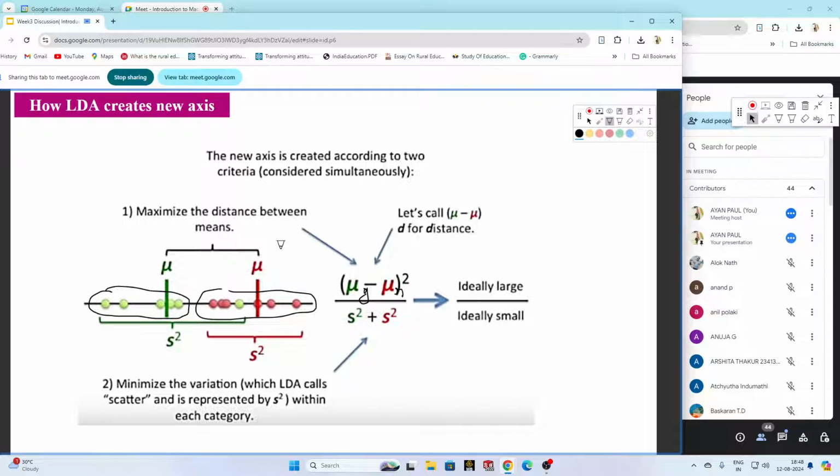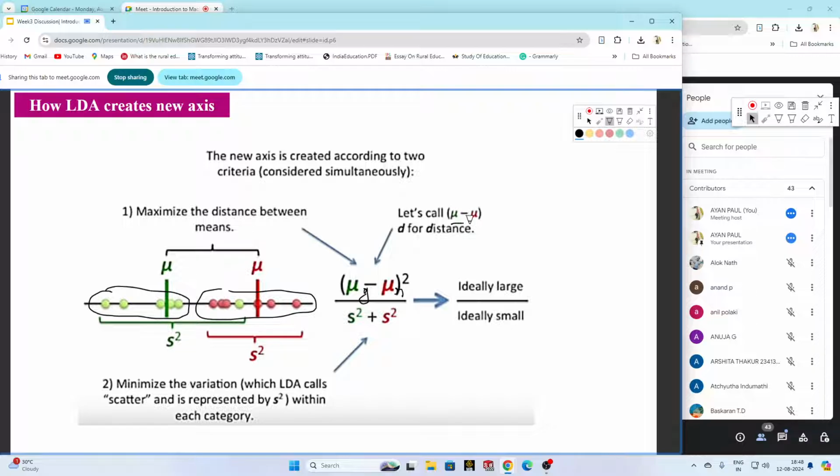Again, why are we talking about the whole square? We want to suppress the idea of signs. Whenever we square the data, the sign will always be positive. So that is the idea behind squaring. So what we are doing, mu g minus mu r, and our first target is to maximize the distance between the means.